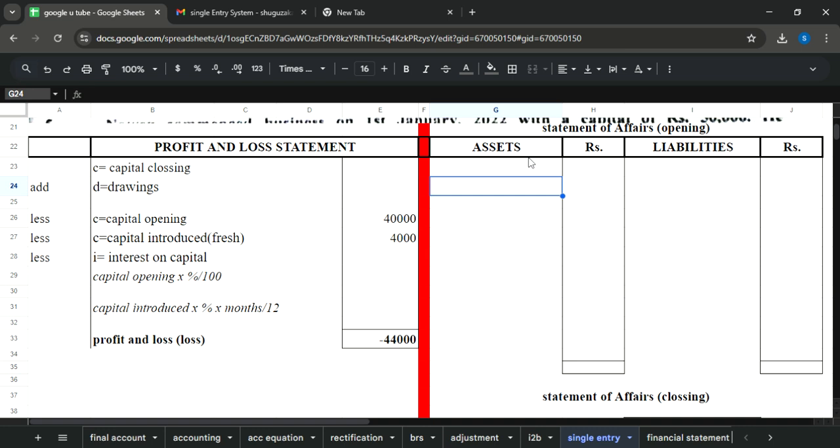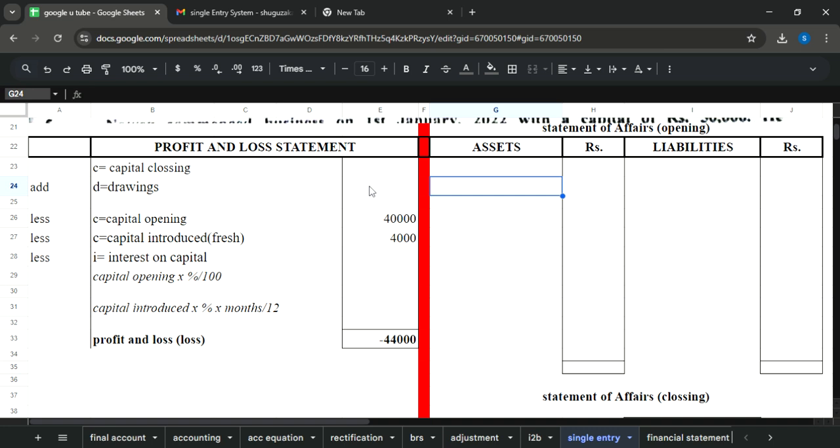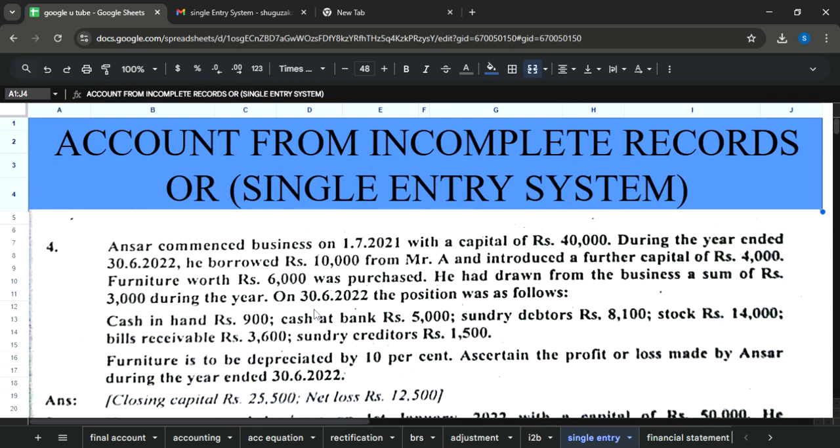to furniture. He had drawn, meaning drawings, from the business a sum of rupees 3,000. As I have told you, the amount is misprinted over here. This is not 3,000, it's 6,000. So you will manage it. Drawings, here you will write 6,000, the amount which is considered to be drawings. On 31/12/22, all remaining items present over here are related to the end of year.